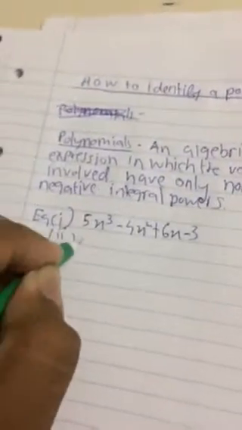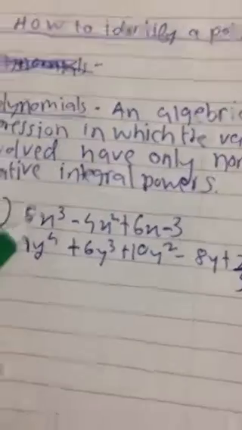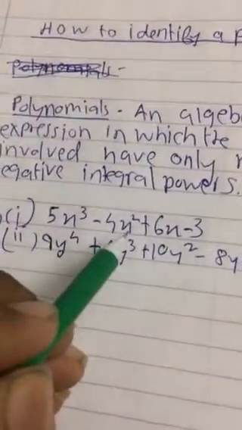Now let us consider some examples. First is 5x cubed minus 4x squared plus 6x minus 3. Then we have 9y to the power 4 plus 6y cubed plus 10y squared minus 8y plus 2 by 5. So these are the two examples which are given to us. So how can we say that these two expressions which are given to us are polynomials?